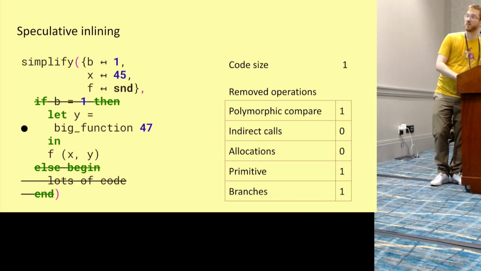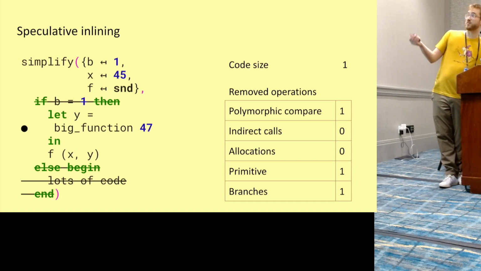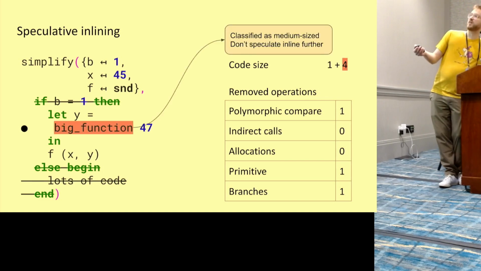Now I'm inspecting, and I saw that x plus 2 can be simplified to 47. So that's a code size of 1, because I'm creating a constant, but I also removed the primitive call to the integer addition. Now I'm looking at big function, and I'm taking this information from wherever it's defined. I'm seeing that it's speculatively inlineable, and because I'm already speculating, I will not go any further to try to inline it. Whenever we do speculative inlining, we don't recurse to do more speculative inlining. And so for this big function, we still have a call, which has a cost of 4.